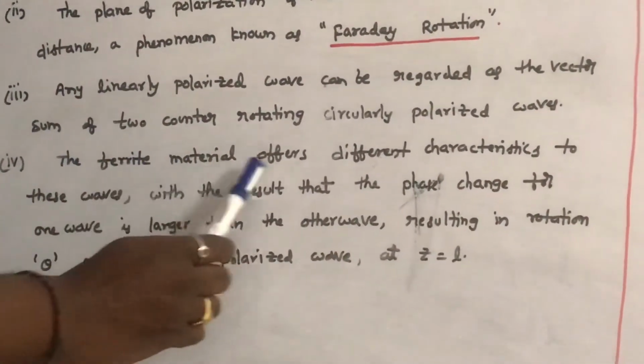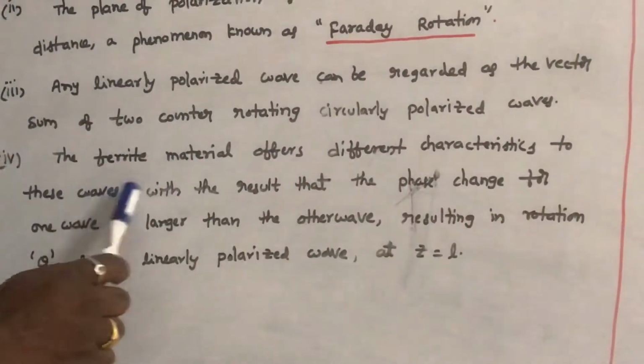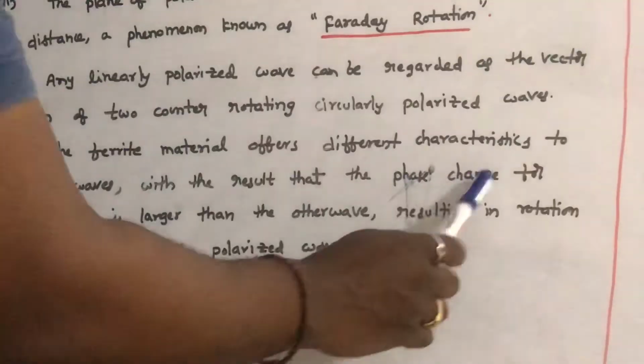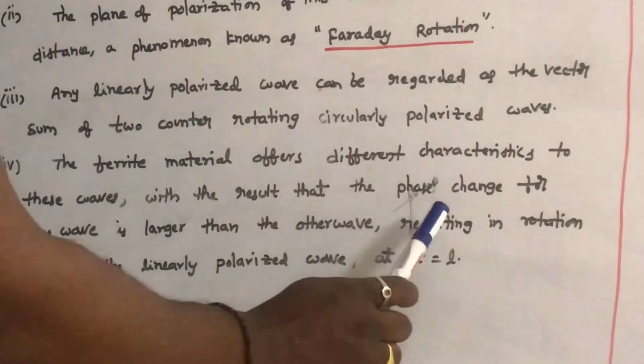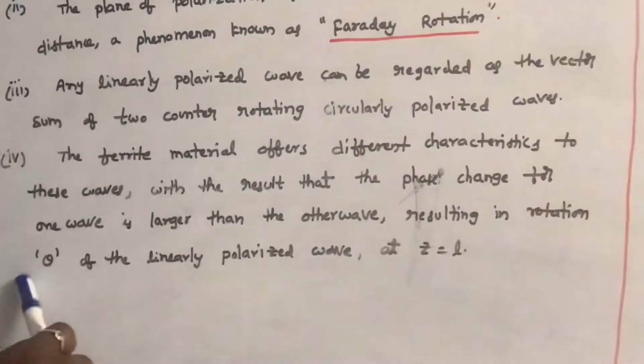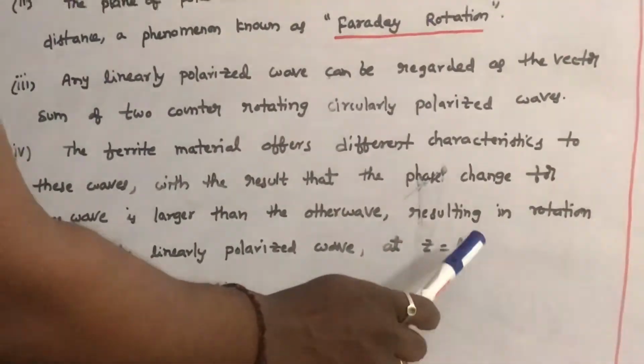The ferrite material offers different characteristics to these waves, with the result that the phase change for one wave is greater than the other wave, resulting in rotation of angle θ of the linearly polarized wave at z equal to L. So that is what we have written.